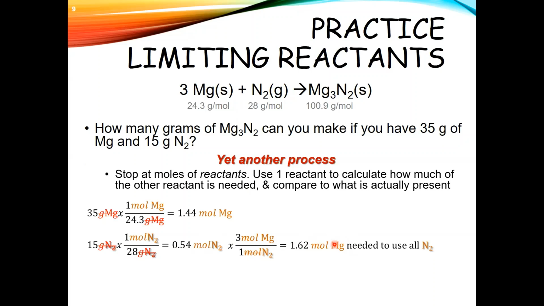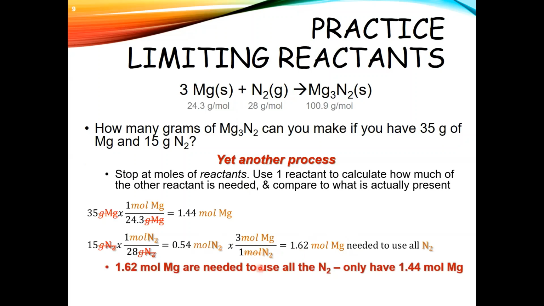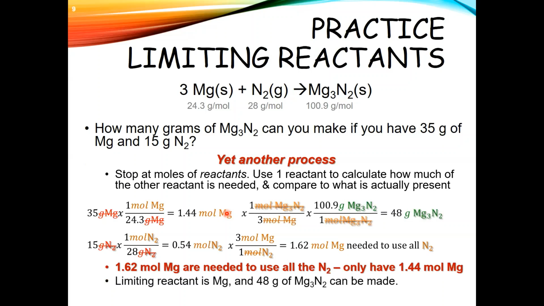Now, of course, 1.62 moles of magnesium is higher than what we actually have, which is 1.44 moles of magnesium. And since our nitrogen can use up more moles of magnesium than is present, we know, of course, that our magnesium is the limiting reagent. We can calculate how much Mg3N2 we can get out of that.